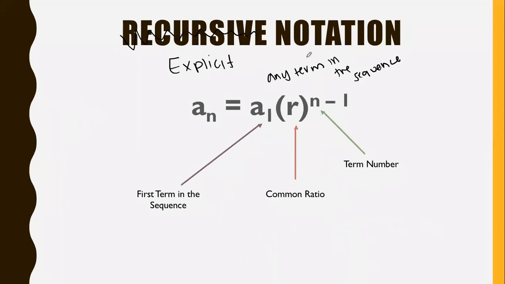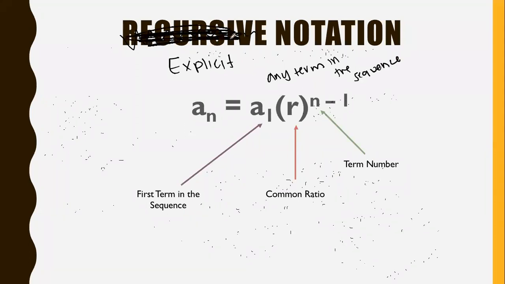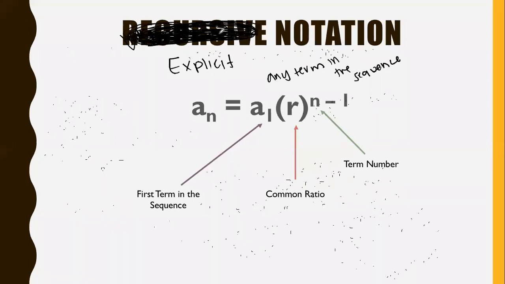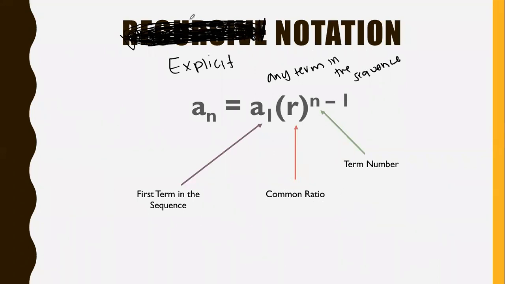So we use explicit notation to find any term in the sequence. Okay, explicit notation. If I'm writing notes, I would write: explicit notation is to write any term in the sequence, to find any term in the sequence.